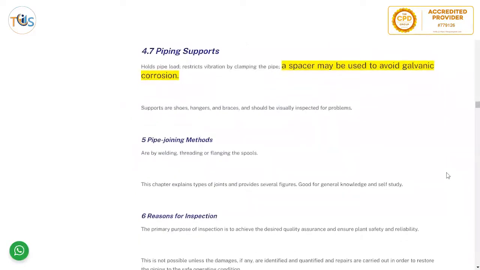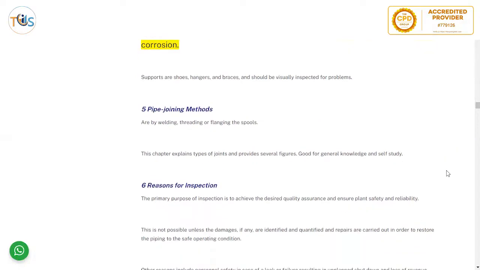Piping supports hold pipe load and restrict vibration by clamping the pipe. A spacer may be used to avoid galvanic corrosion, because normally the pipe is a different material than the pipe support. Supports are shoes, hangers, braces, and should be visually inspected for any problems such as accumulation of dirt, moisture, corrosion, galvanic corrosion.